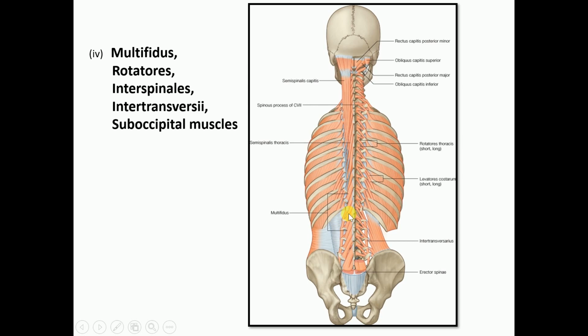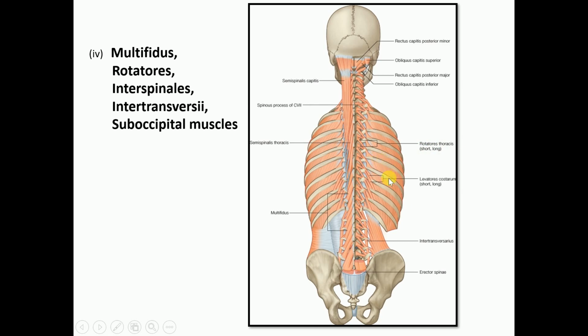Then the rotators, the deepest group of muscle. They pass from the root of the transverse process to the root of the spinous process. They are well developed in the thoracic region. These diagrams show the rotator thoracis having short and long slips. So the rotator muscle is well developed in the thoracic region.